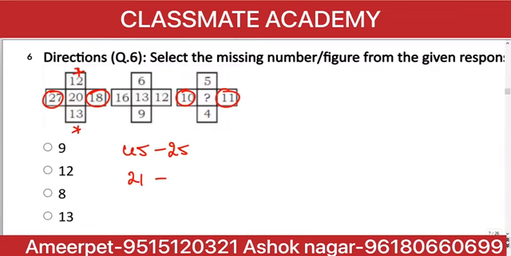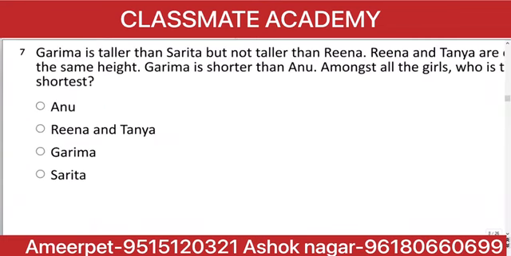21 minus the sum of 5 plus 4. How much is that? 9. So what is the answer? 12 is the answer. So your answer is 12. Next, a type of miscellaneous question that they will ask in SSC.